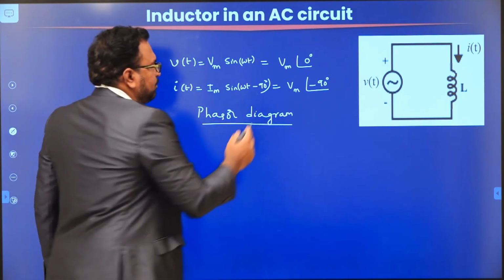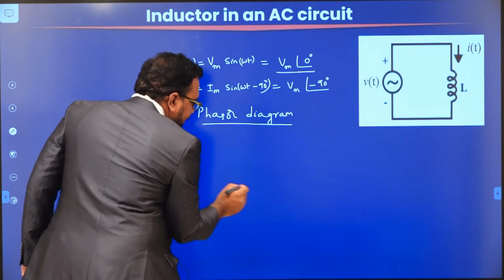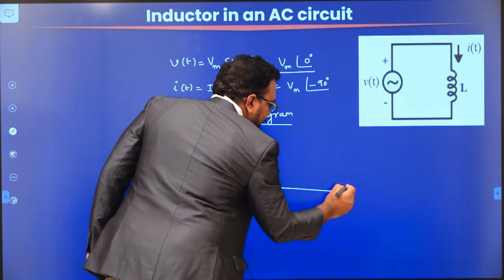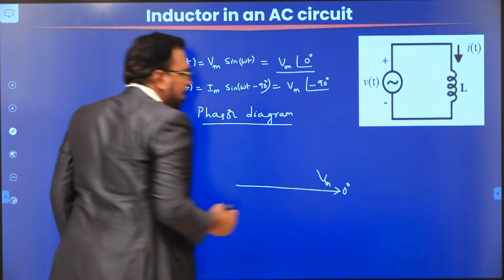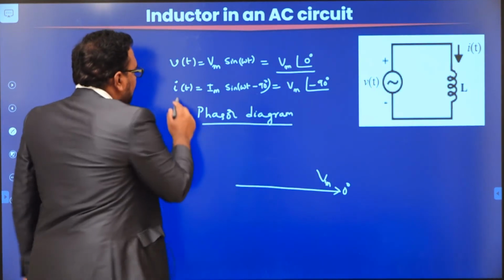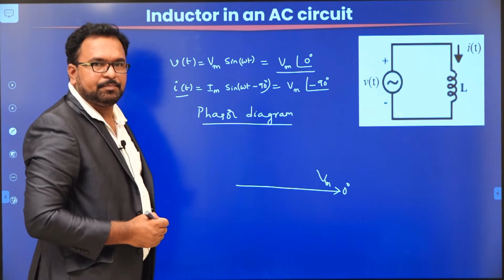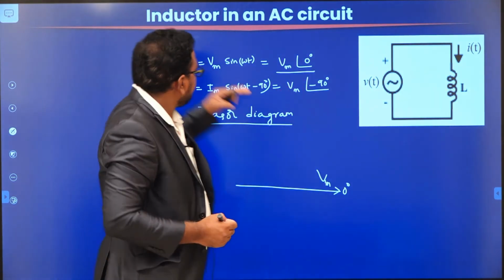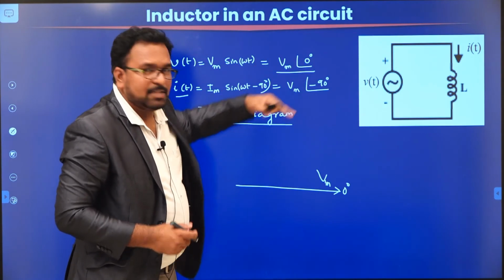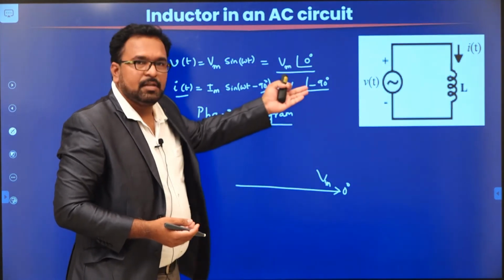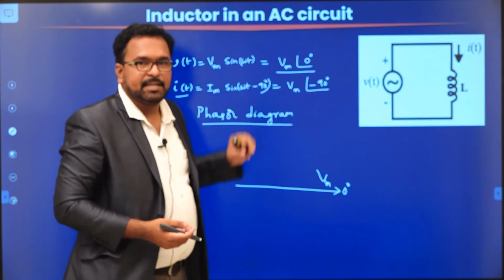So the first one, the voltage is along 0 degrees, along the x-axis. So 0 degrees means this is the 0 degrees. And the length of the vector is called Vm, the magnitude of the vector. Now what about the current? Current has been rotated by minus 90 degrees. So minus 90 means the voltage vector is at 0 degrees, but the current vector has rotated. It is not at 0 degrees. But how much angle is rotated? By 90 degrees, by minus 90 degrees.